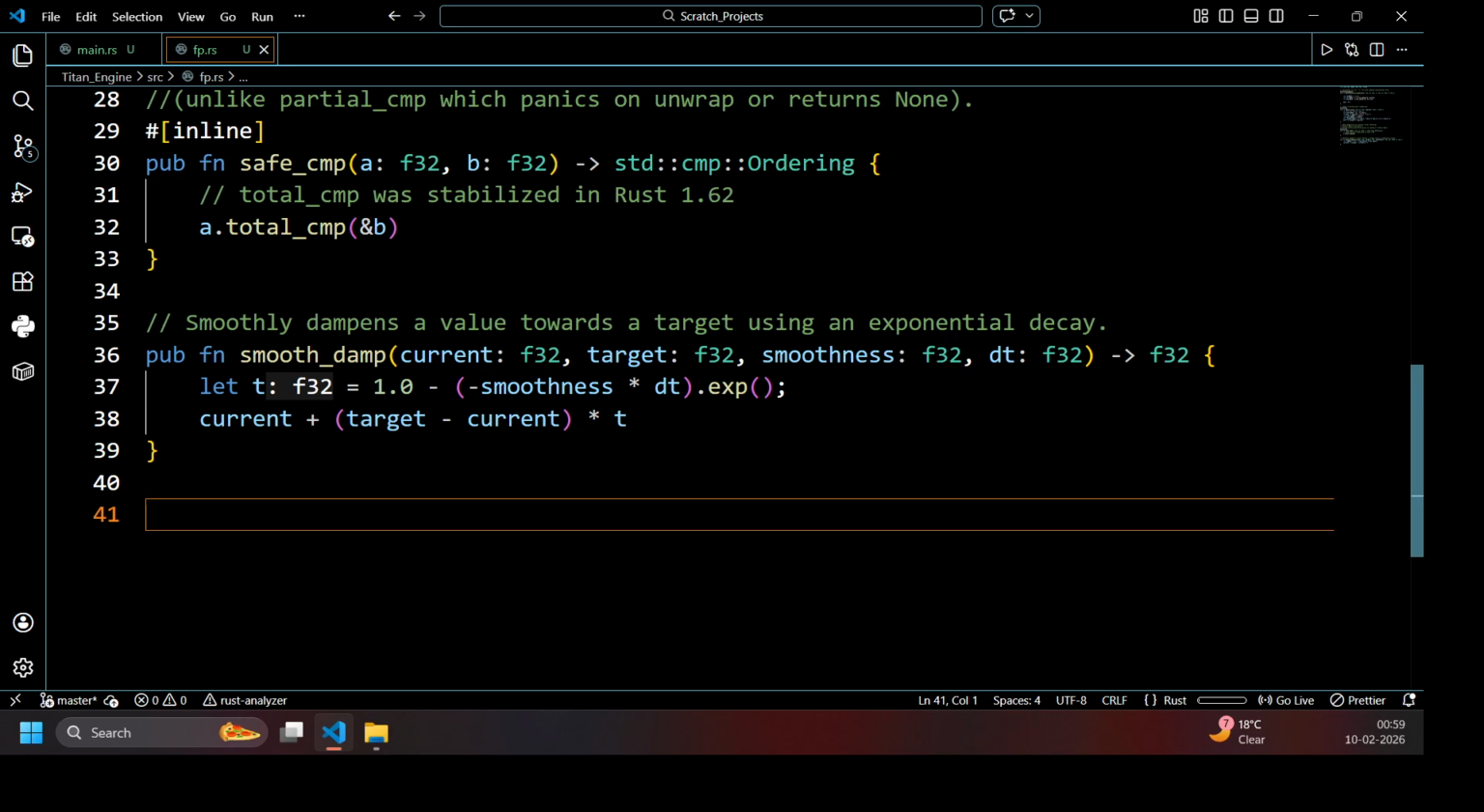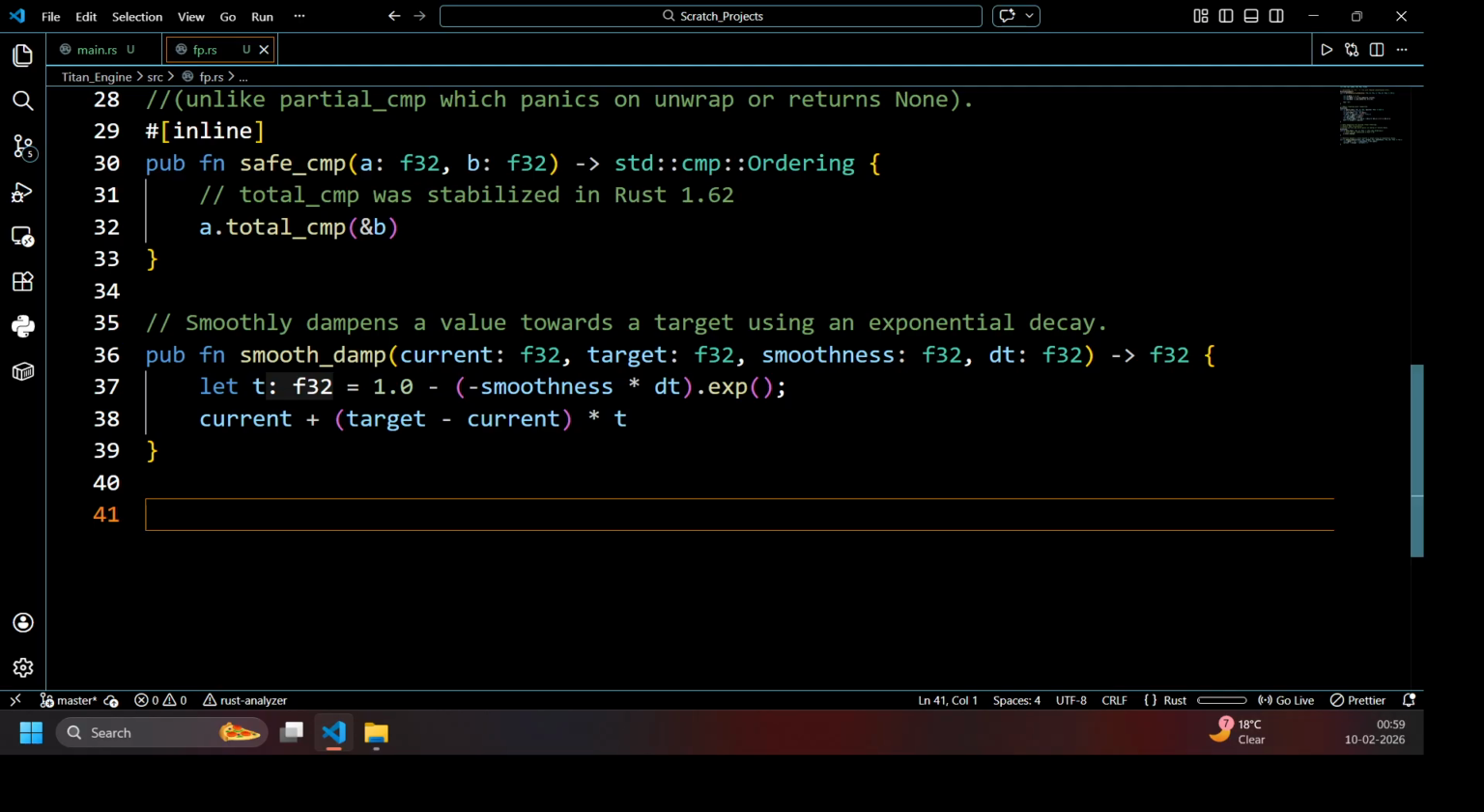So we need smooth damp. Let's look at the signature. Okay. pub fn smooth_damp(current: f32, target: f32, smoothness: f32, dt: f32) -> f32. And there's the key right there: dt, delta time. That's the time, in seconds, since the last frame was rendered. That's our equalizer. Right. And smoothness is just a constant we choose that controls how quickly the value changes.